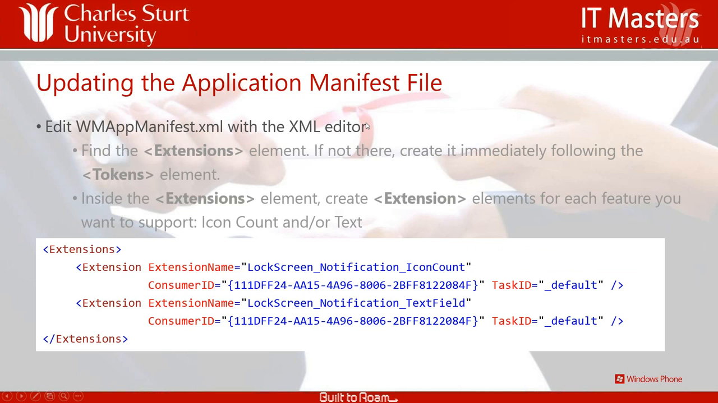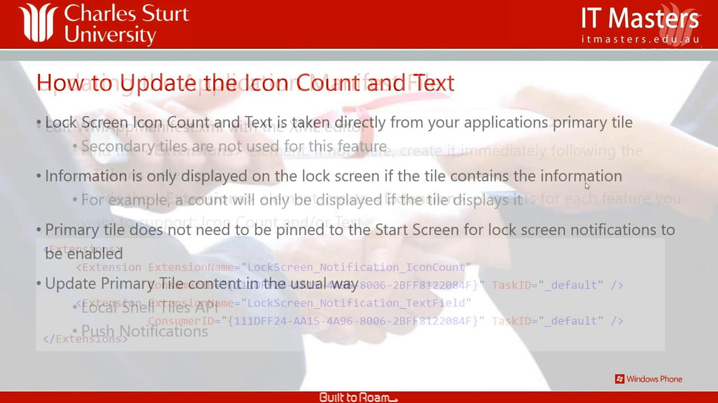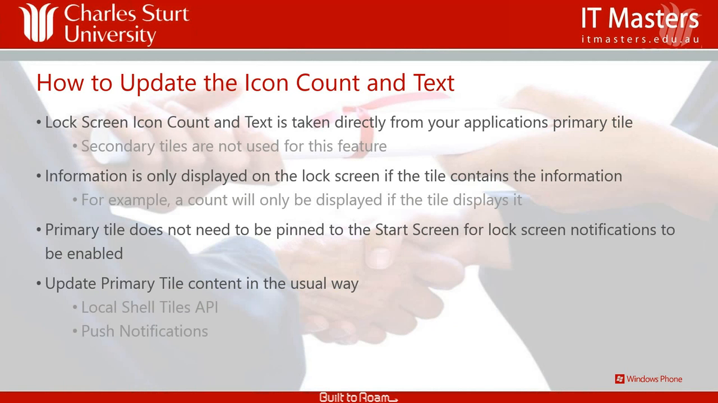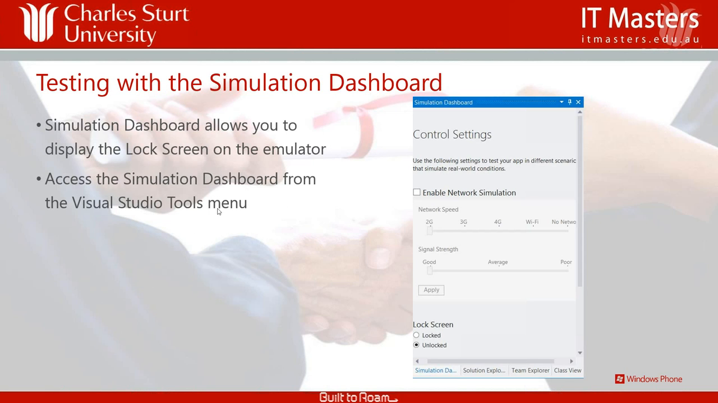We also need to modify the manifest file to indicate what we're going to provide. In this case we're going to set it to be the icon provider and also the provider for the notification text. So this goes into our manifest file as well. To update the count and the text, literally this is linked to properties on your primary tile. The count is linked to the count property on the primary tile, and the text is linked to the back content property on the tile. Again, these can be updated just by updating the primary tile via the local shell API and via push notifications. To trigger the lock screen so you can see it, use the simulation dashboard to pull down the lock screen and take a look.